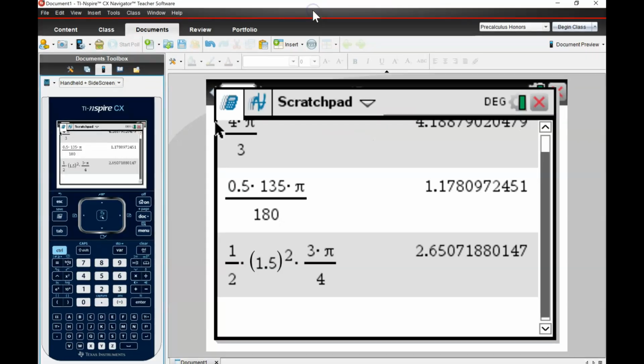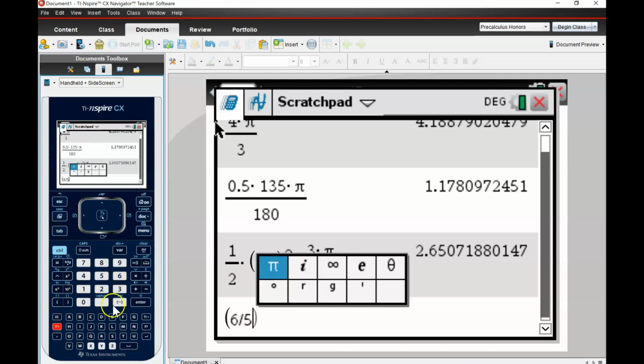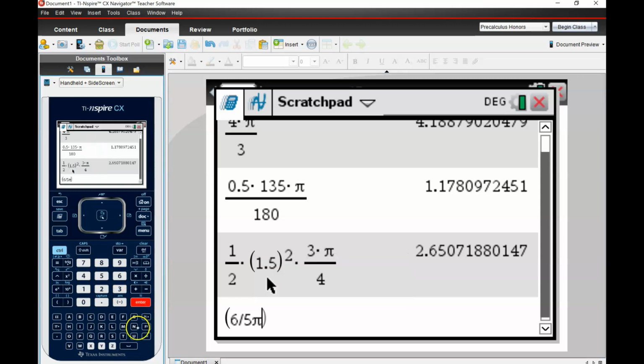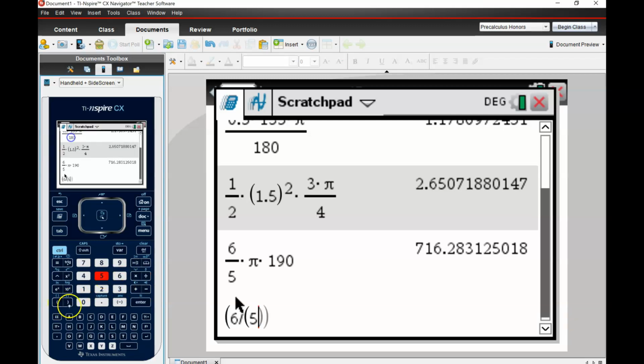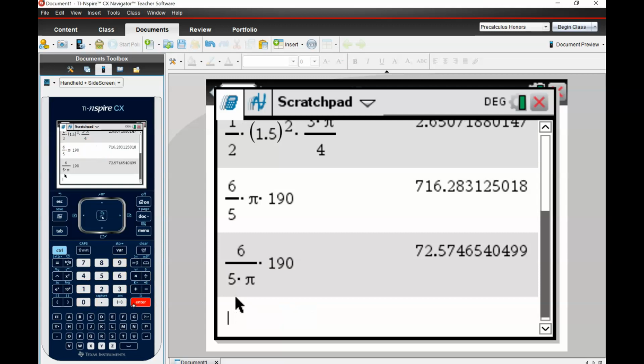It's going to be, I'll just do it here. It's going to be in parentheses 6 over 5 pi times 190. Okay, so let's see if that is a correct way of entering that information. Is that correct? No. Pi has to be in the denominator as well. So what I should have done is 6 over, in parentheses, 5 pi times 190. So it's 72.6.